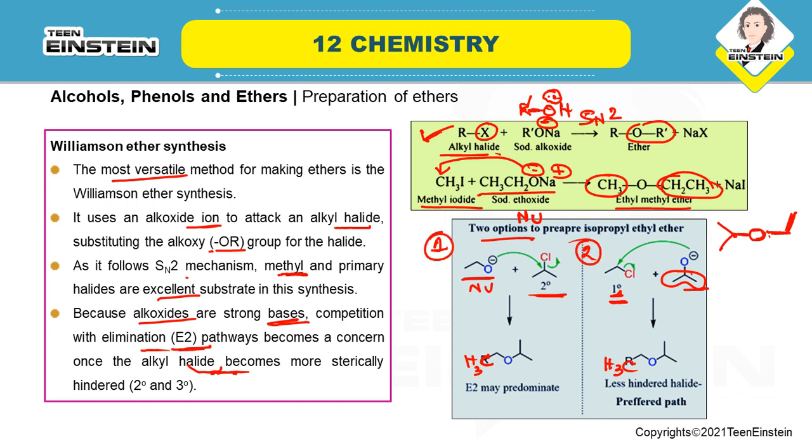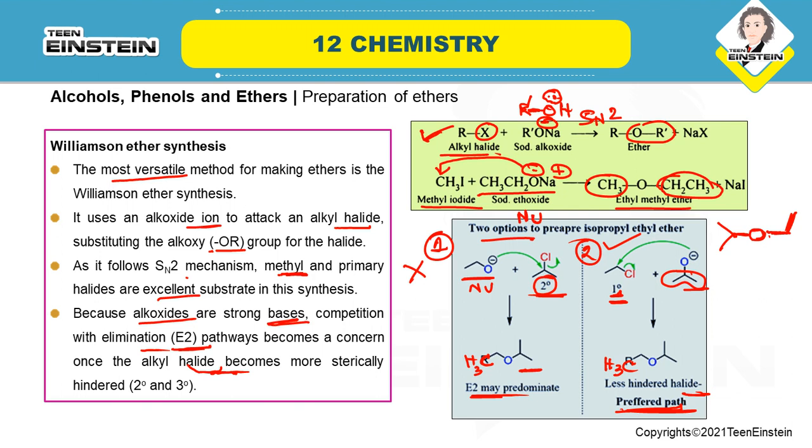Now the second combination is better, not the first one, because in the first combination, as the alkyl halide is 2 degree, there is the substitution product, because it is ether, but the elimination product will also be there, and elimination basically will predominate. But if you take the other combination where the alkyl halide is 1 degree, as it is a less hindered halide, E2 will not predominate, and that is why it is the preferred path.